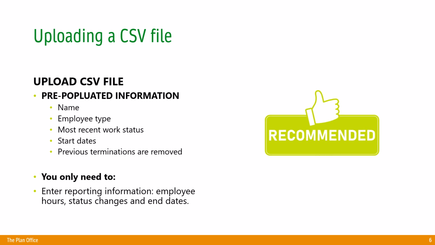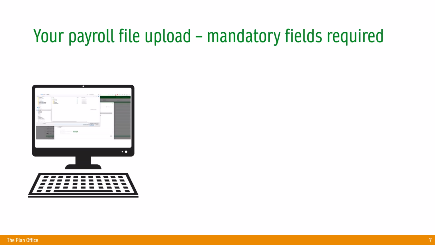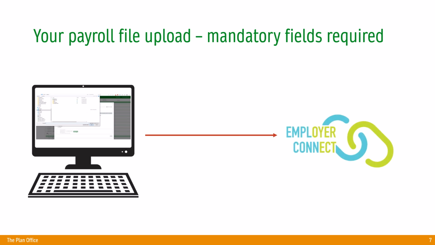If you upload a CSV file from EmployerConnect, all mandatory columns are included and configured properly, and your employee information will be pre-populated. This means if nothing has changed since your last report, you won't have to enter names, employee types, work statuses, and start dates. If you work for a larger company, uploading a payroll file generated by your payroll system to EmployerConnect is likely the most convenient way to report your employees' hours and statuses.